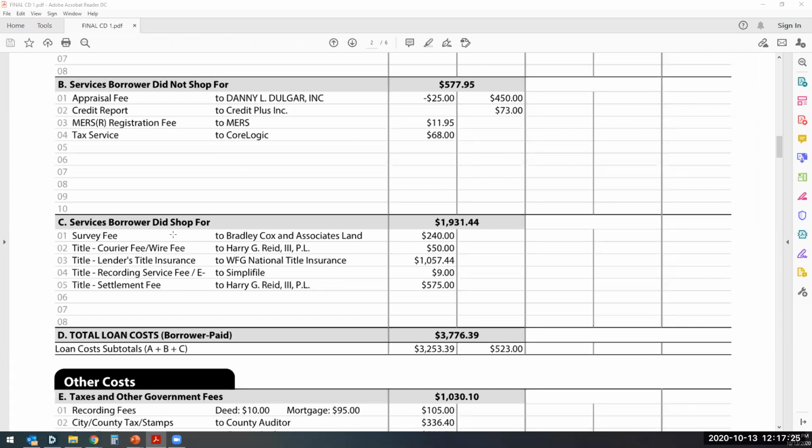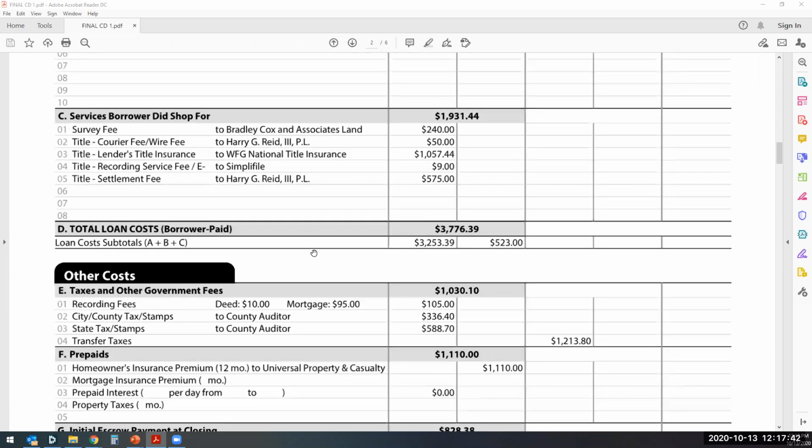Okay, so all these numbers in C are all title fees. That's what the title company is going to charge, like the settlement fee. That's how much they charge to do all their paperwork and their closing and the transaction.